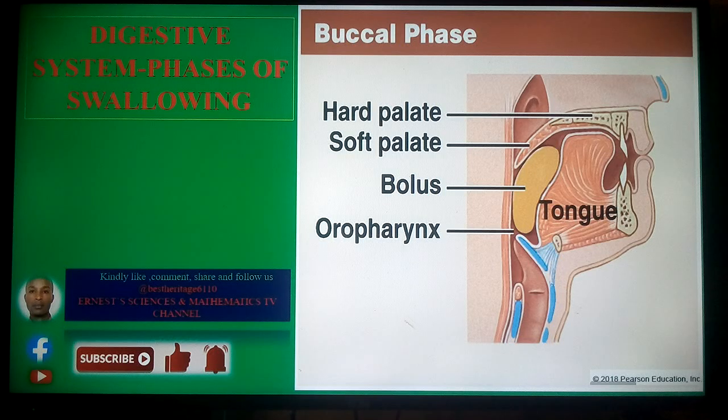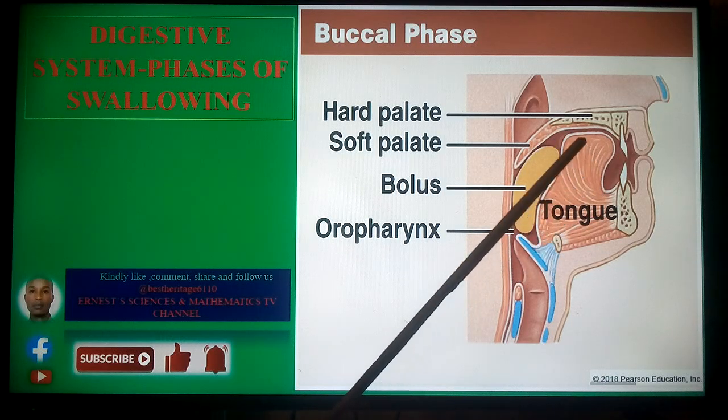Now, I had said that the activities of this region entail the breakdown of food into simple, non-complex portions, which are easier to digest along this tract, and which make it easier to move food along other sections of the digestive system. The buccal phase entails the tongue pushing the already physically broken food into the oropharynx.